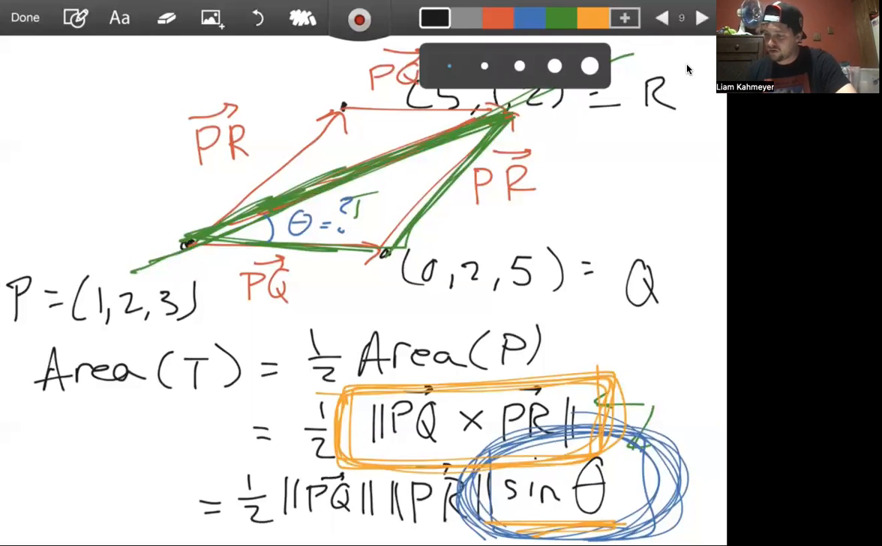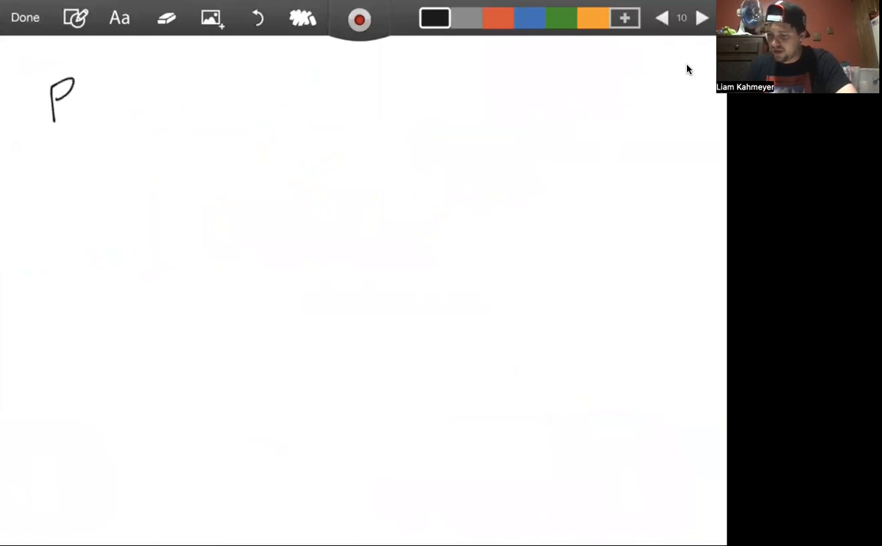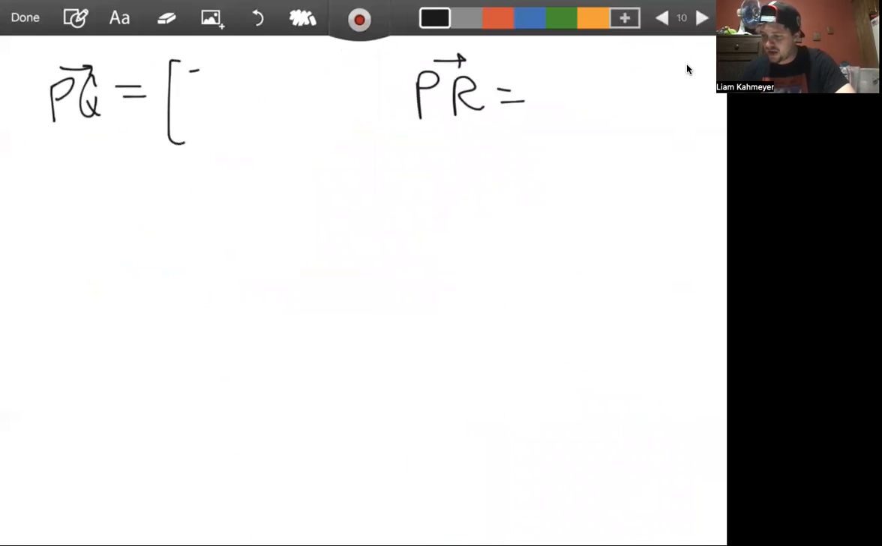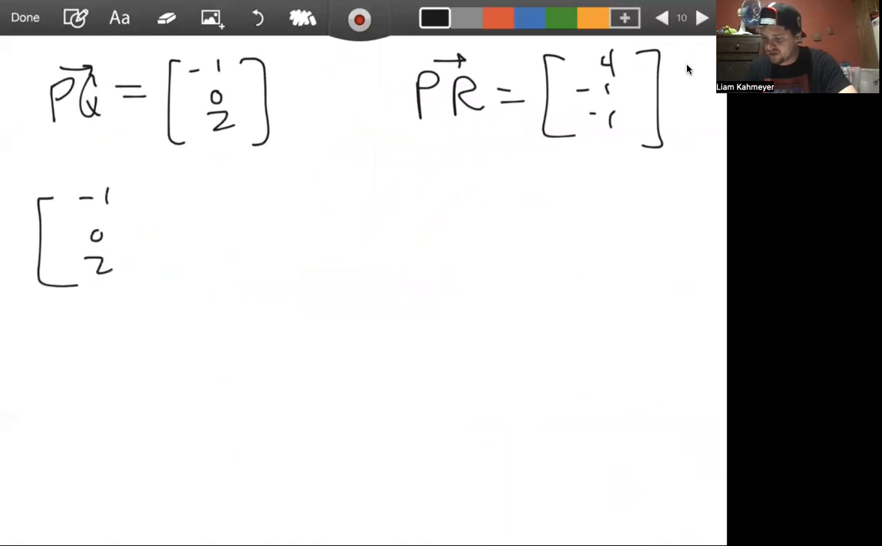So let's do this. So we need PQ cross PR. So let's find PQ and PR first. Let's give myself some room. There's PQ, here's PR. So PQ is going to be 0 minus 1. So that'll be -1 here. And for the sake of time, we have -1, 0, 2. And then PR should be 4, -1, -1, right? And now we need the cross product of these 2 vectors.